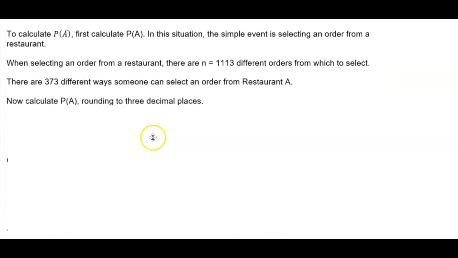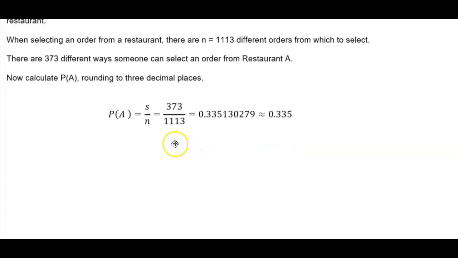Now we're going to use that formula to calculate the probability of event A. The probability of event A is equal to S over N, which is equal to 373 divided by 1,113, which gives us a decimal of 0.335130279, and we're going to round that to 3 decimal places, which gives us approximately 0.335.